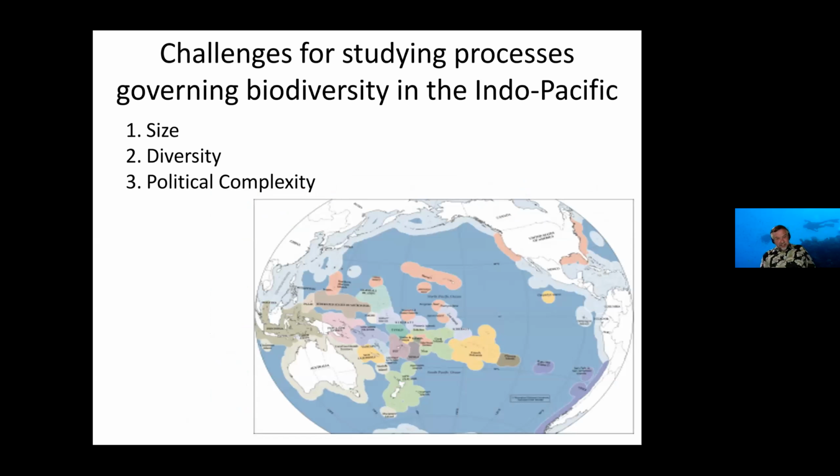The political complexity, again, the size of the Indo-Pacific. In searching the internet, I couldn't find a single map that showed the exclusive economic zones of every country in the Indo-Pacific, but there are at least 65 countries whose exclusive economic zones intersect with the Indo-Pacific. And each of those countries is a signatory to the Convention on Biological Diversity. They have their own permitting process. And that also makes working across the Indo-Pacific a very politically difficult thing to do.